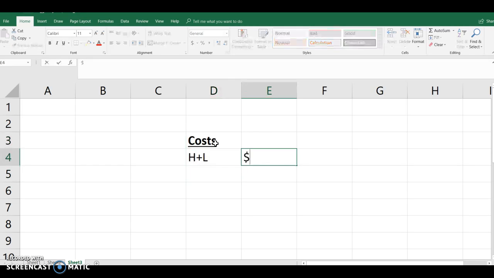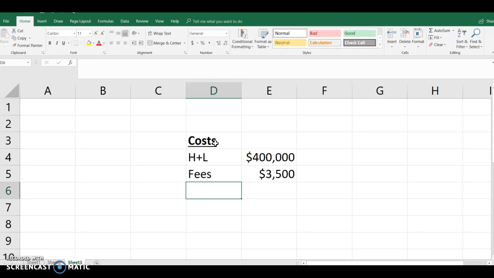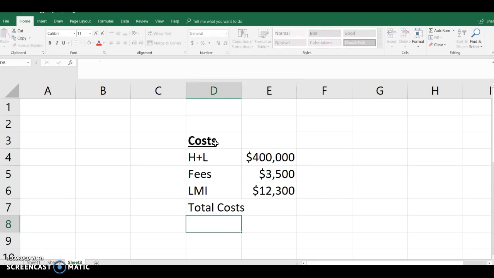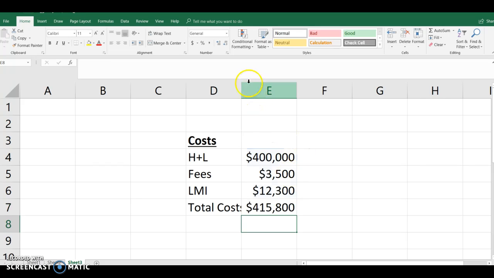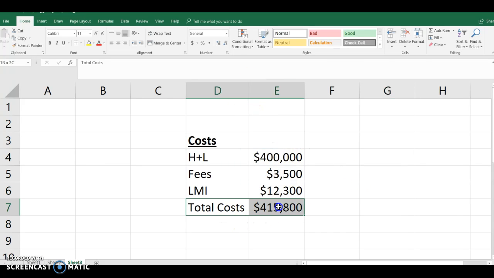Okay, now the house and land is obviously comprised of various things. So house and land, let's say for this example, it's $400,000. You're going to have fees of around about $12,300. So that means your total costs are going to be approximately $415,800.